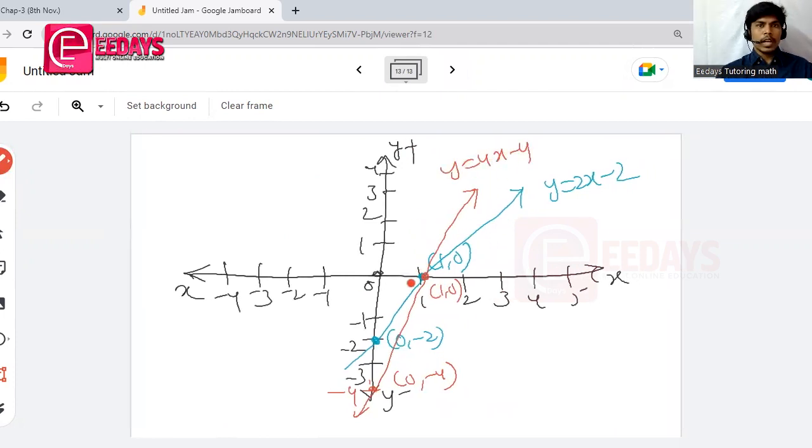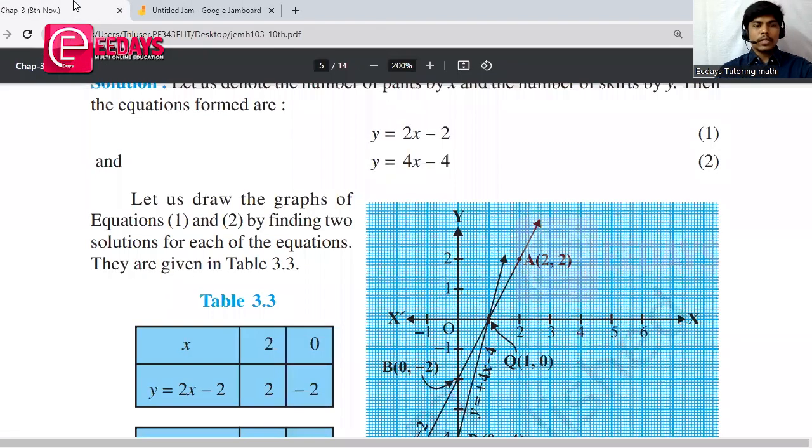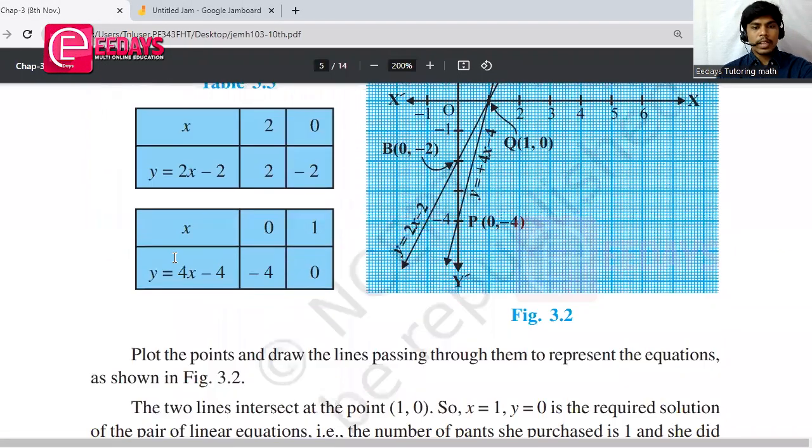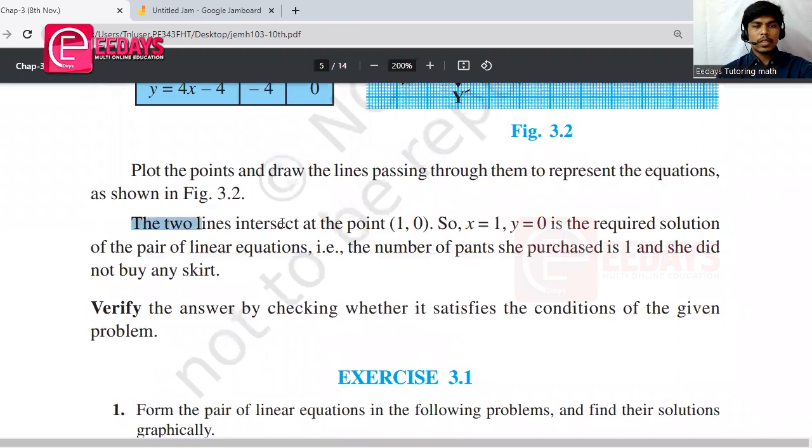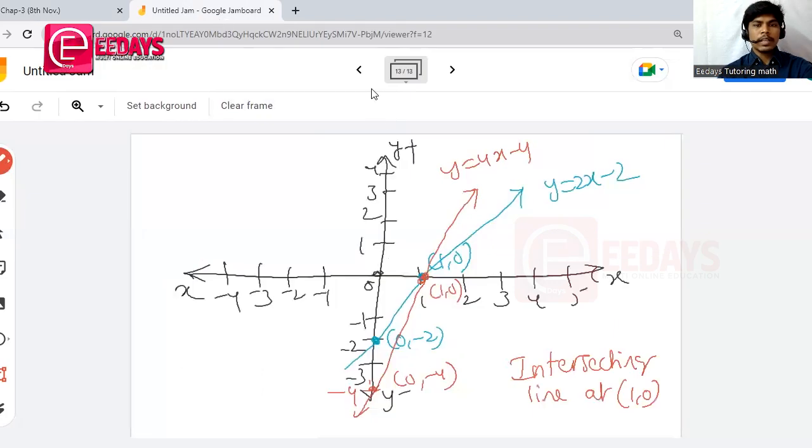Okay, the red one, they are intersecting at 1 comma 0. That's why both lines are intersecting at 1 comma 0. So this is what they said: the two equations, the two lines intersect at 1 comma 0, x is equal to 1, y is 0. So the number of pants she purchased is 1, and she did not purchase any skirt. Why? Because in the previous step we took x as the number of pants.